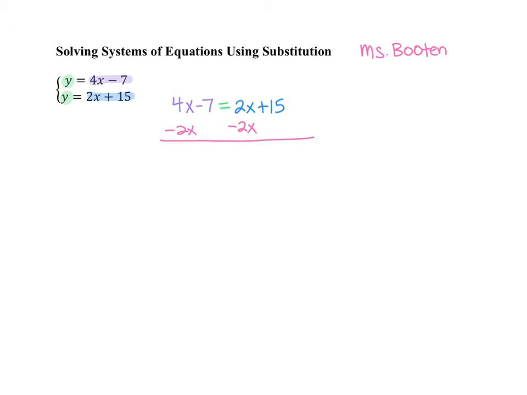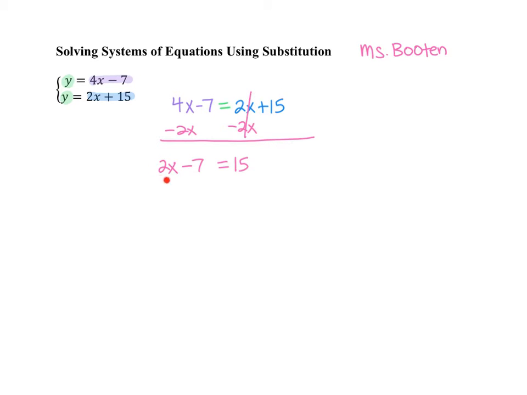My first step is to subtract 2x from both sides. That zeroes out the 2x on the right side, leaving us with just a positive 15, so don't forget about the sign of that number. And then on the left side, we combine like terms. 4x and 2x are like terms, so 4x minus 2x leaves us with 2x. And then we still have that minus 7, so don't forget the minus sign in front of the 7.